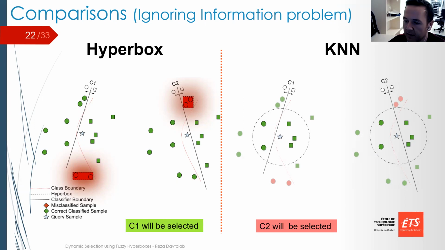In this example, as you can see, C2 has two misclassified samples close to the query sample, and by using the hyperboxes, we can realize that in the generalization phase, and we will select C1 at the end, because its hyperboxes show that the incompetent area is farther away from the query sample.